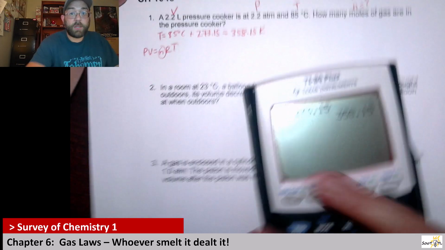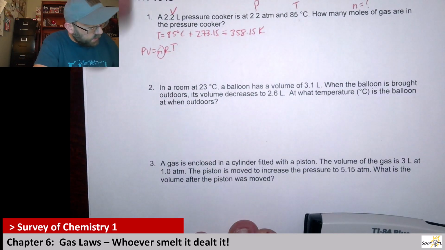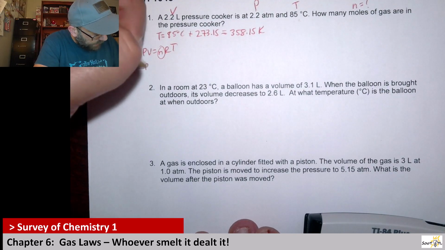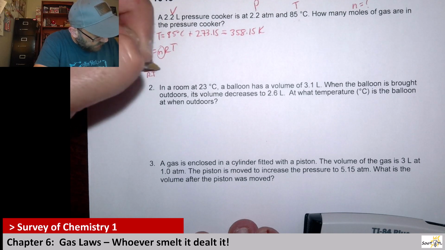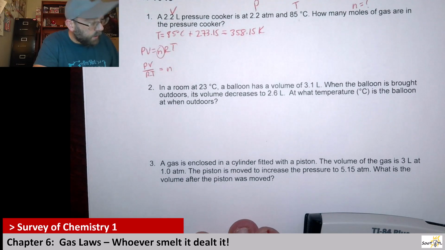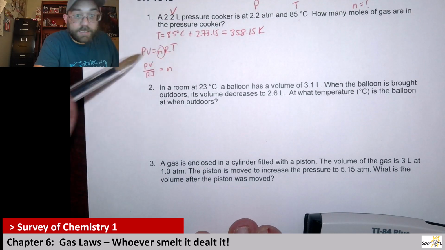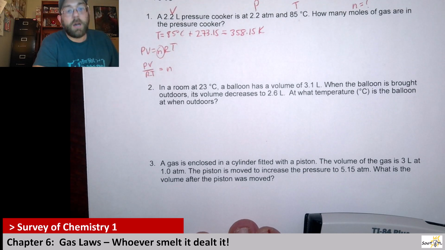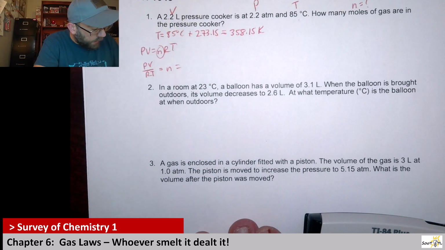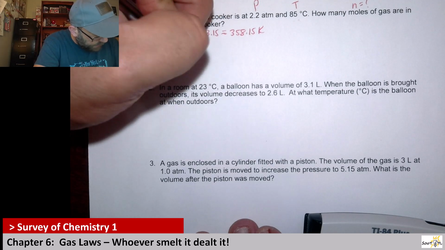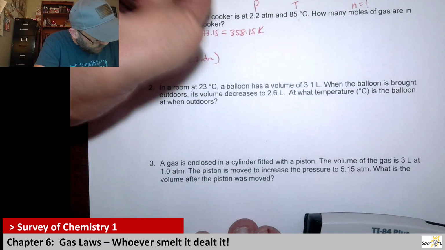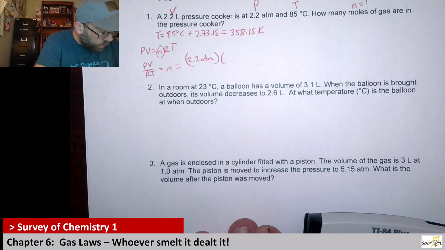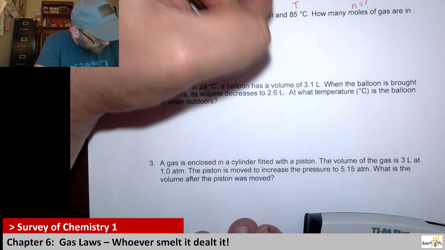Now, the whole point of PV equals nRT is that it wants us to solve for n. So let's rearrange this equation. We're going to have PV over RT equal to n, right? Because we just divided both sides by RT to get that. So what does that mean? We're looking at pressure, which is going to be 2.2 atmospheres. We're going to be looking at volume, which is 2.2 liters.